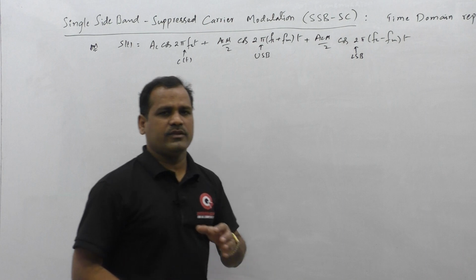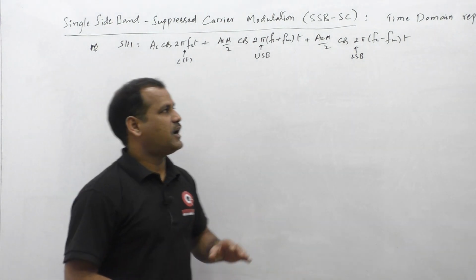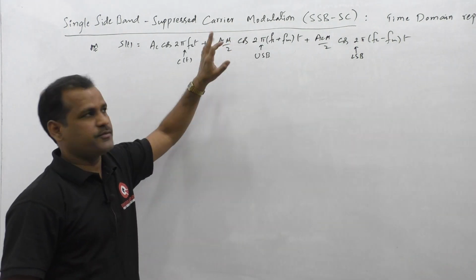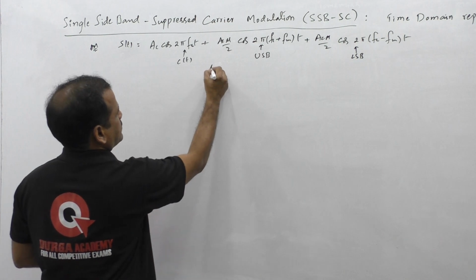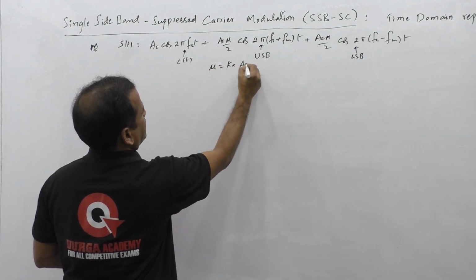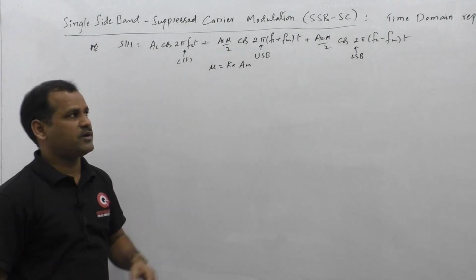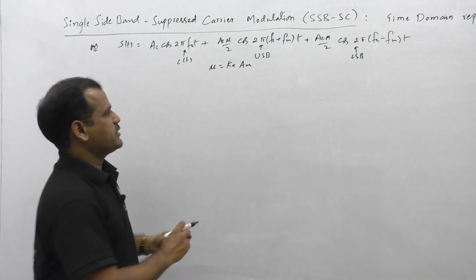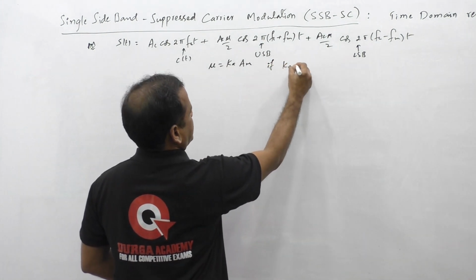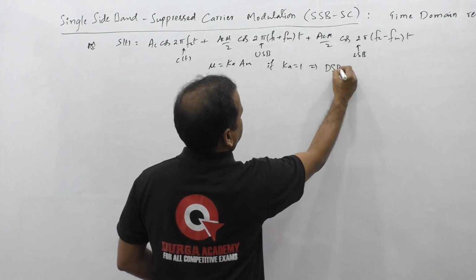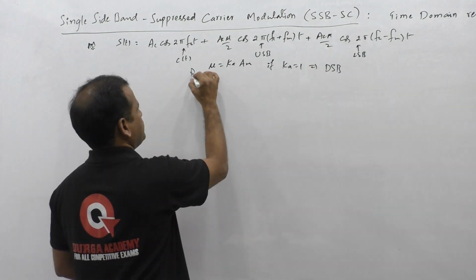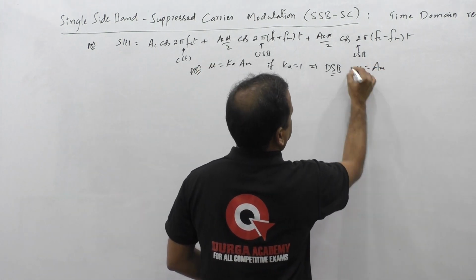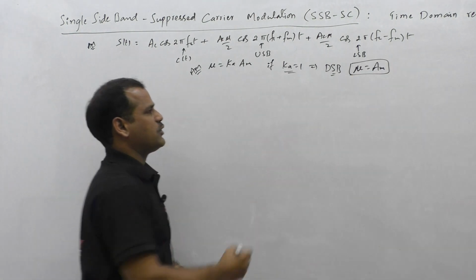Fine. So we have these three components in the conventional AM signal, and these are represented in the time domain with the help of one modulation index factor. In conventional AM, the modulation index is equal to Ka times Am, the maximum value of the message signal, multiplied by the amplitude sensitivity of the modulator. If Ka is taken as 1, we get the DSB case. For DSB, we are taking mu equal to Am by taking Ka equal to 1.